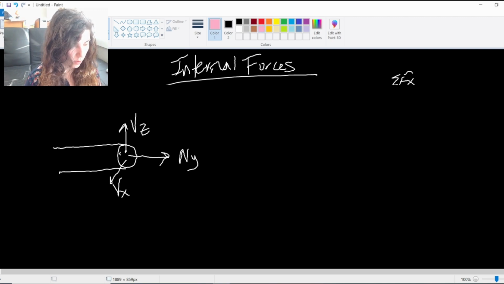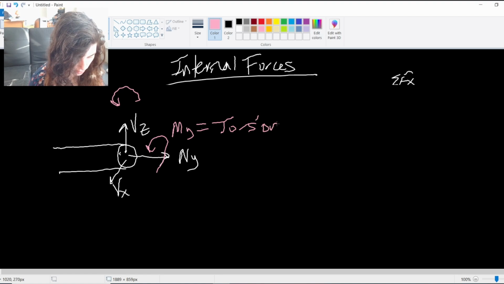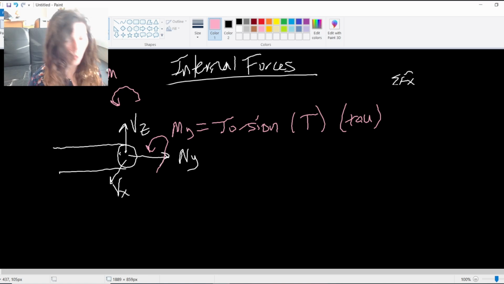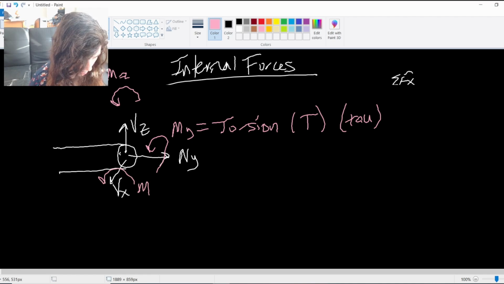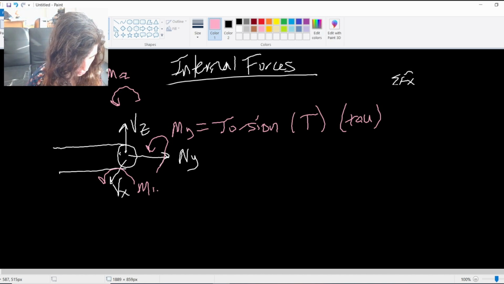And then finally we have our moments. Now, sometimes you'll also hear the moment about Y here, also called torsion, which is labeled with what looks like a capital T, but it's actually the capital Greek letter tau. Sometimes you'll hear it referred to as torsion, a twisting sensation of that bending moment that is around the normal force, that is around the axial force. We'll sometimes hear that called torsion.